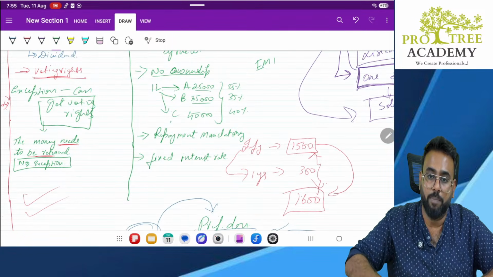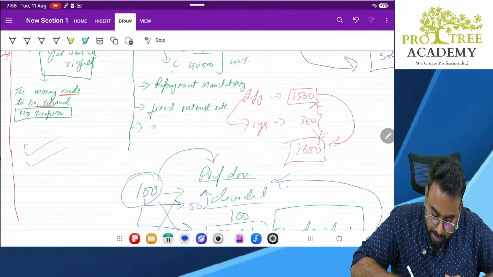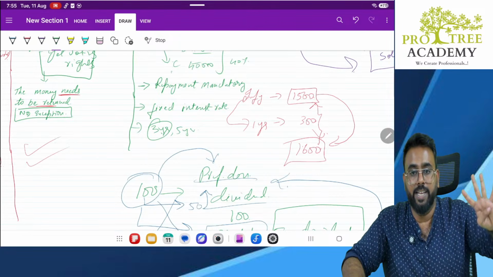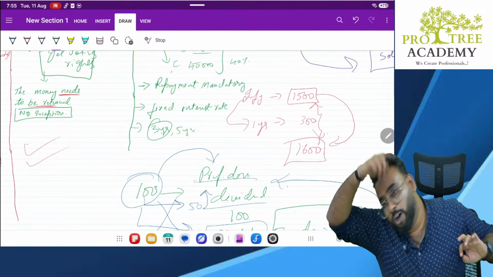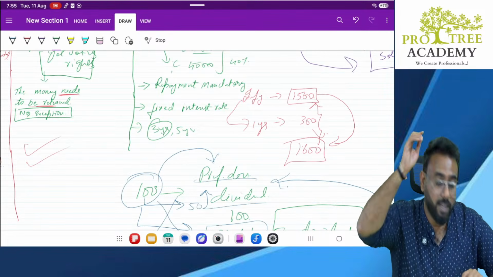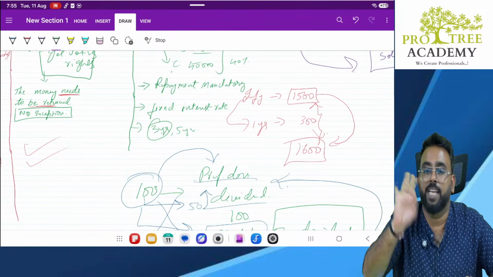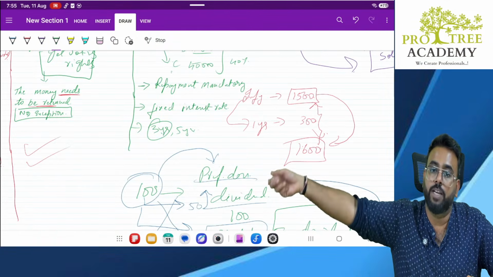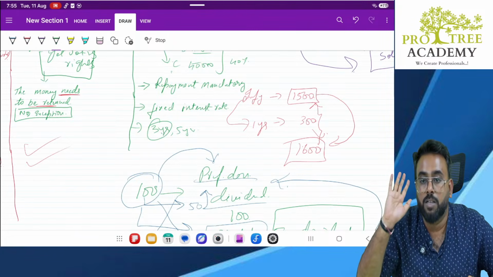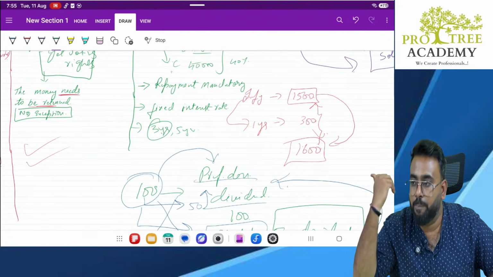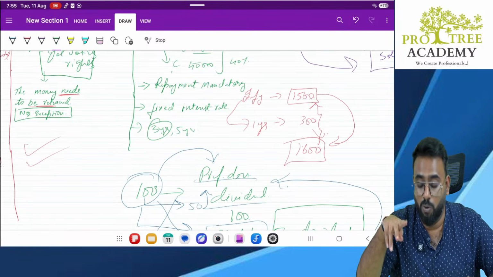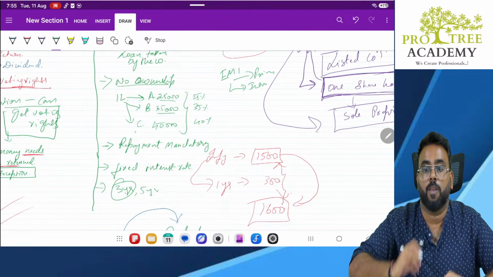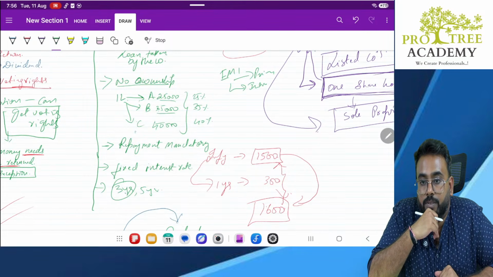But in case of debentures, they are usually issued like this: 3 years debentures, 5 years debentures, 10 years debentures. For 3 years I will pay only interest. At the end of the third year, I will pay the principal. So every month I don't have to pay any EMI. Once in a year I will pay the interest, and at the end of the debenture period I will pay the principal back. Whereas in case of bank loan, every month you have to pay EMI, which includes principal as well as interest. You are understanding?